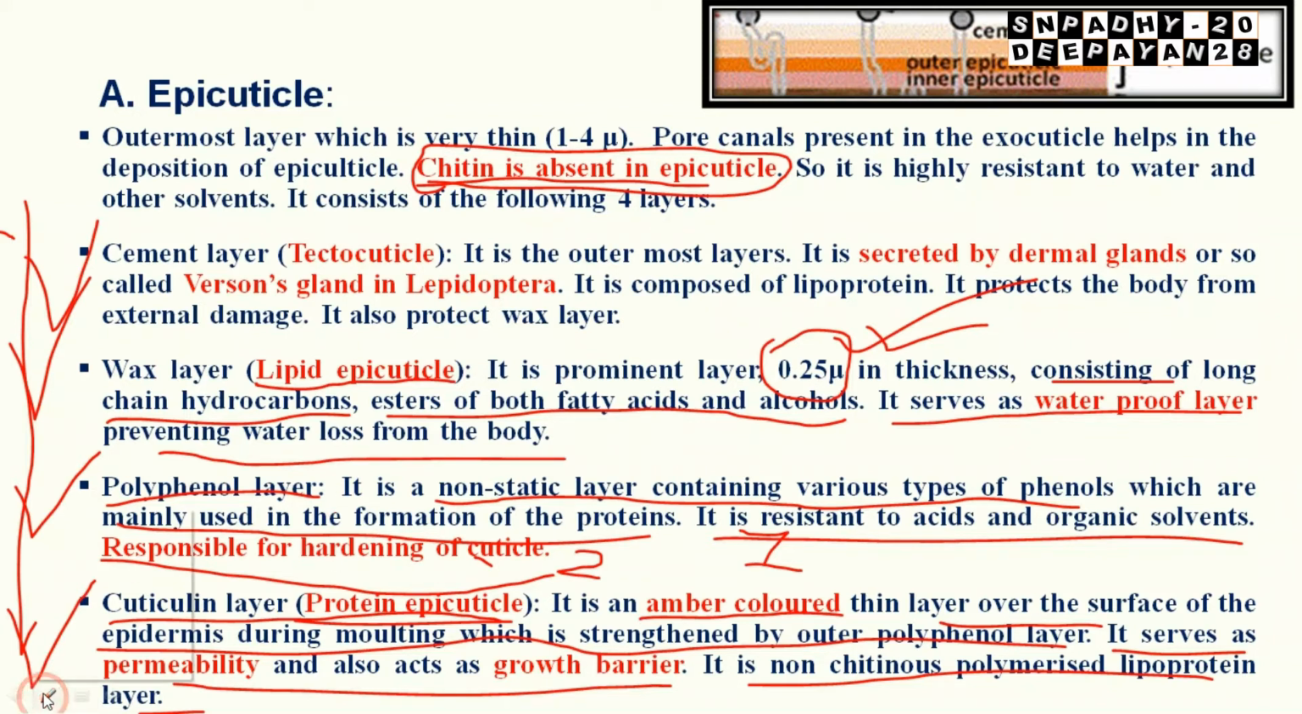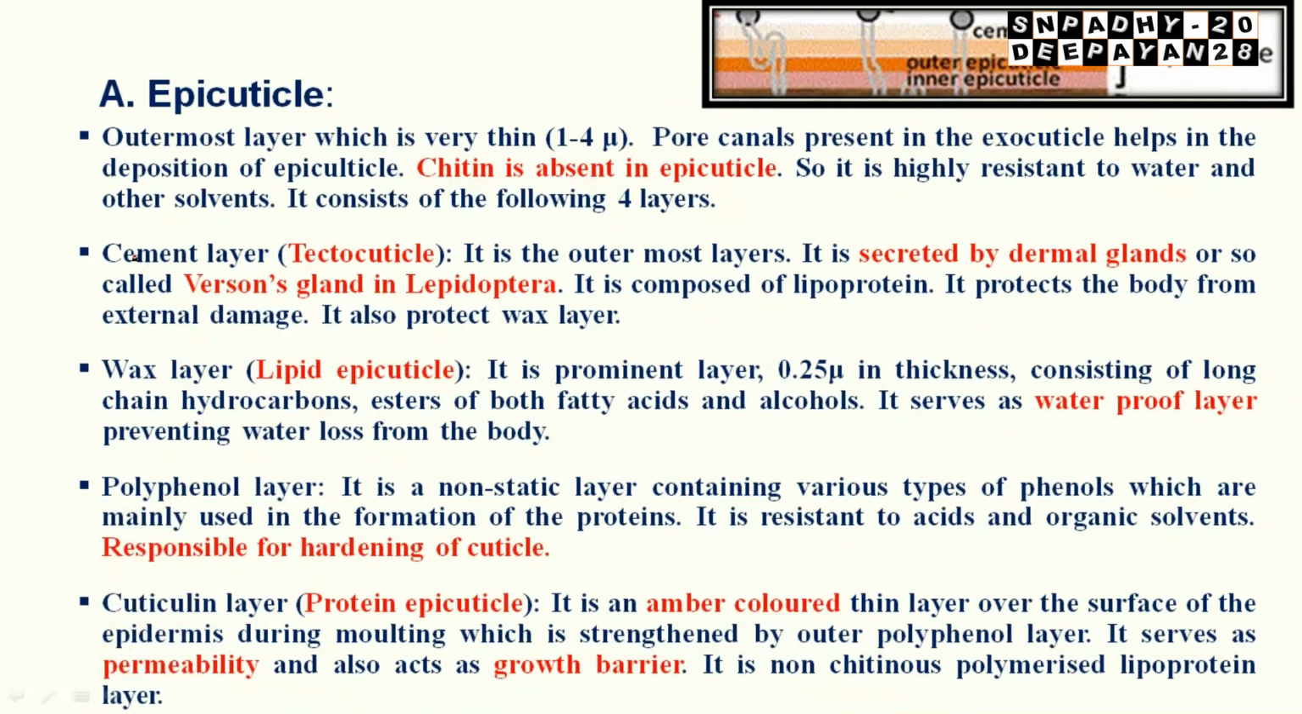So what to remember here? First one is the synonyms. Cement layer is tectocuticle. First one is chitin is absent in epicuticle. First point, in epicuticle chitin is absent. It may come as an important sub question. Then come to the synonyms. Cement layer tectocuticle, wax layer lipid epicuticle, polyphenol layer phenolic epicuticle, cuticle layer protein epicuticle.